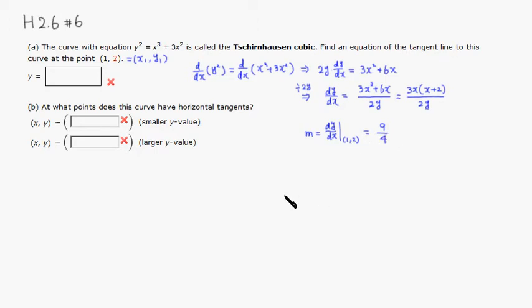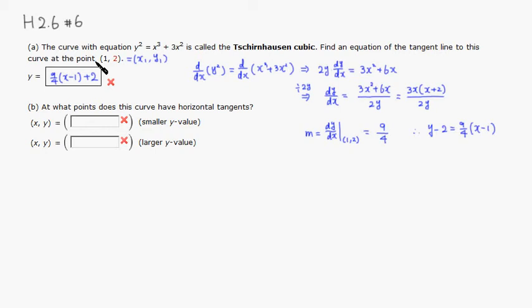So therefore, the equation is going to be y minus 2 is equal to 9 quarters times (x minus 1). We should add 2 to both sides, so we have y equals 9 over 4 times (x minus 1) plus 2.